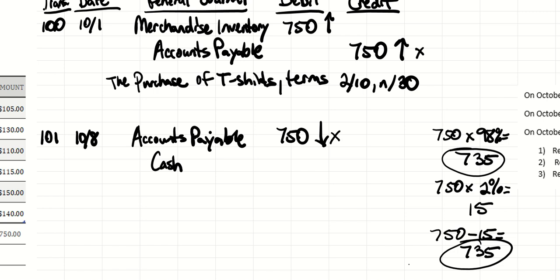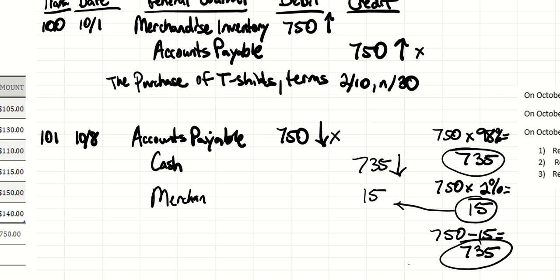Okay, so I'm going to go ahead and put $735 as a credit to the cash account. So that's going to decrease the balance in the cash account because that's the cash payment that went out. Now you notice there's a difference here. We have a debit of $750, a credit of $735. So there's that $15 difference here, which is going to be credited, okay, to what is called merchandise inventory.